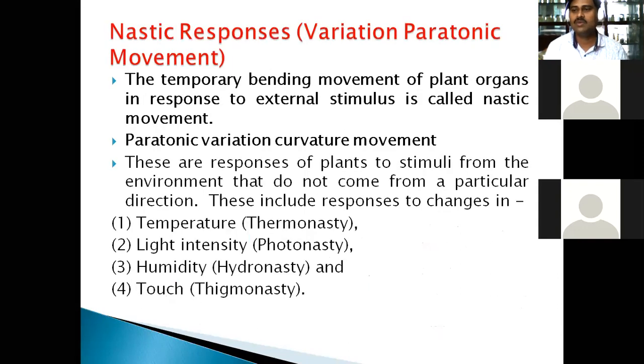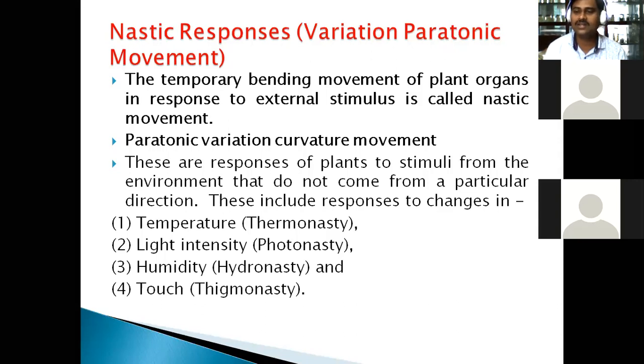Another movement that comes under here is Nastic movement, created by the plant itself. Nastic movement is again created by the plant in response to an external stimulus. So this is paratonic movement. The temporary bending movement of a plant organ in response to an external stimulus is called Nastic movement. And this is paratonic variation curvature movement, a type of variation movement, and paratonic means dependent on an external stimulus.